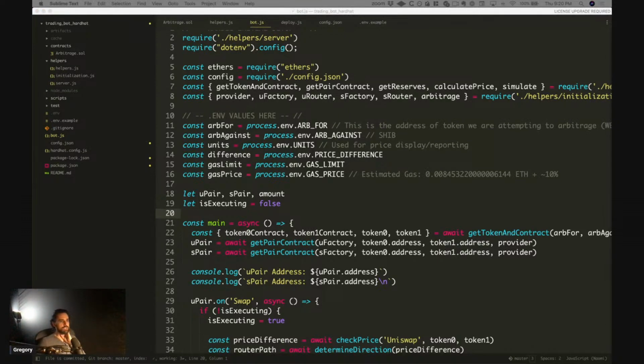Do you set the flash amount manually? No, it gets it from the trades, from the reserves.